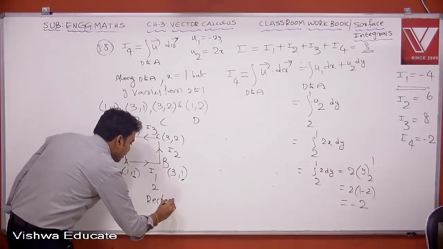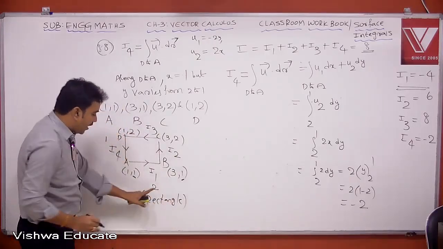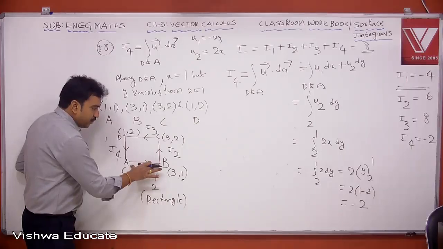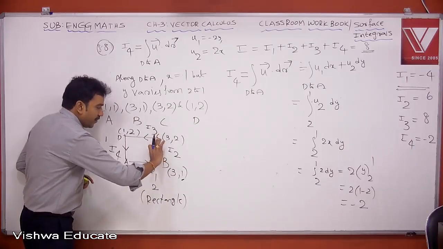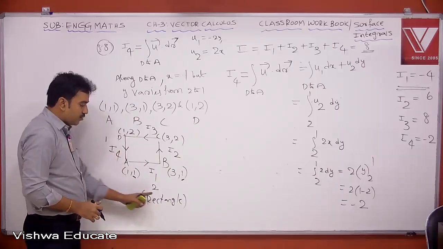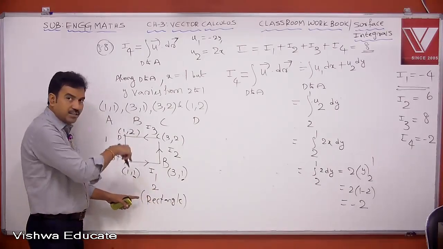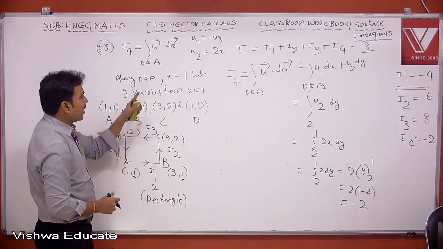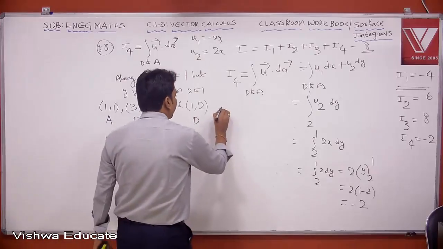This closed curve C is a rectangle. Length value is 2, and you can see here it is 1, here it is 1. Opposite sides are equal. So, you can easily calculate this by using Green's theorem.